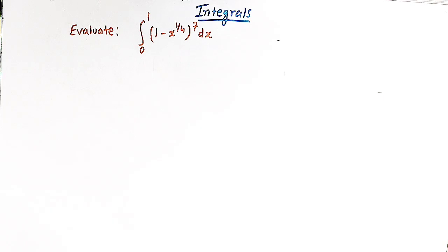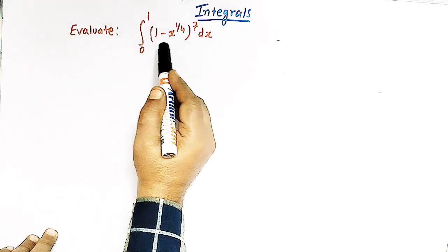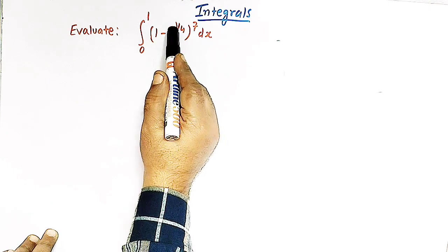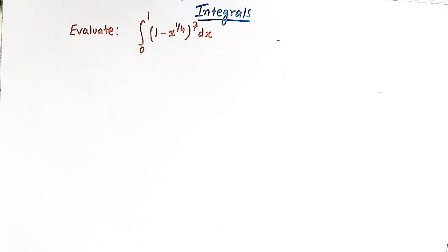Hello viewers, in today's session we are going to discuss another important problem from the concept of beta and gamma functions. In this class we are going to discuss this integral where we have the limits from 0 to 1, and the integrand is (1 minus x^(1/4))^7. We'll solve this integral with the help of the definition of the beta function, and then make use of some important results from beta and gamma functions.